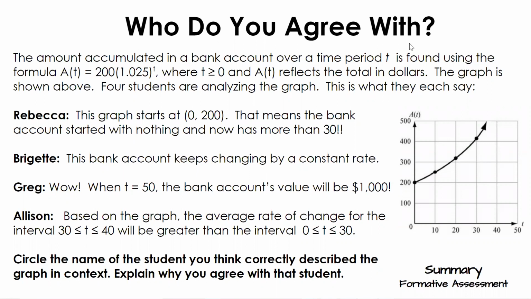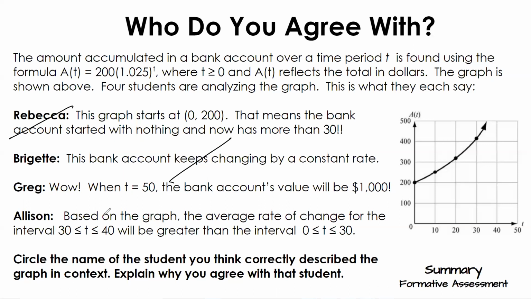Rebecca says this graph starts at 0, 200. That means the bank account started with nothing and now has more than 30. Is that true? No, Rebecca, you're wrong. What about Bridget? This bank account keeps changing by a constant rate. Is that true? No. If it was a constant rate, what would it look like? Linear, a straight line, right?